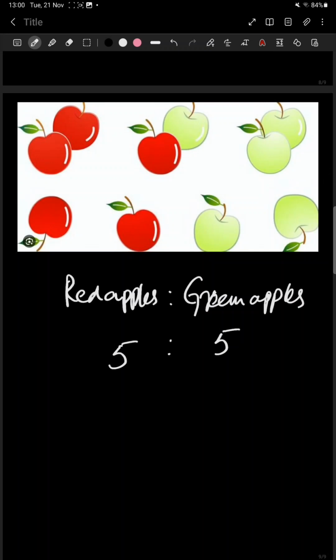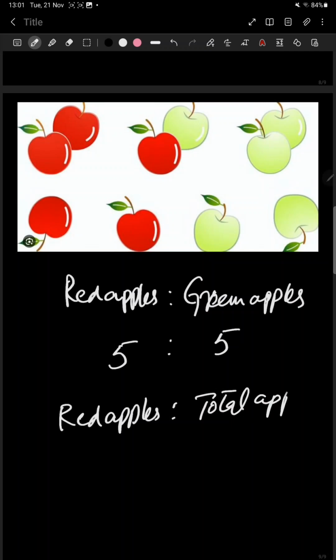Now if we are asked the ratio of red apples to total apples, the total number of apples, how will we write it? Red apples are 5 and the total number of apples over here is 10. So it will be 5:10. In this way we will write the ratio.